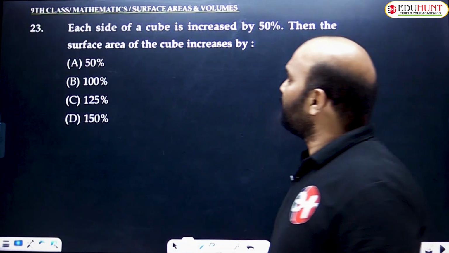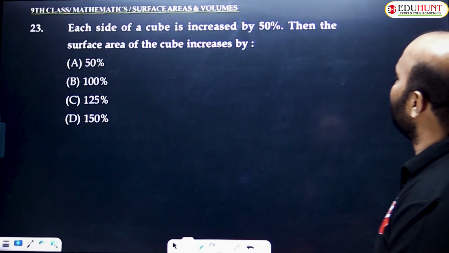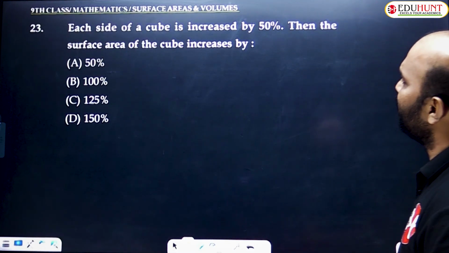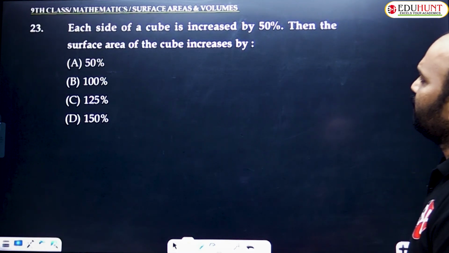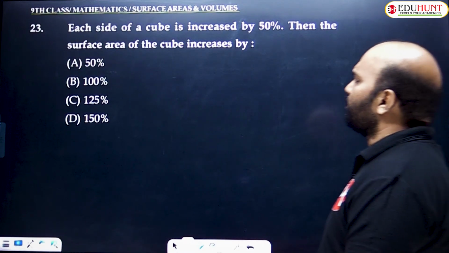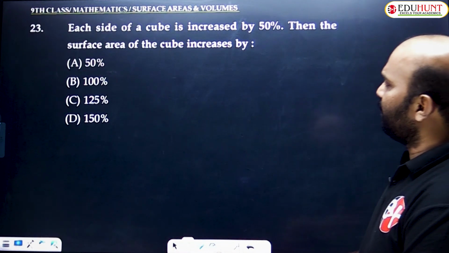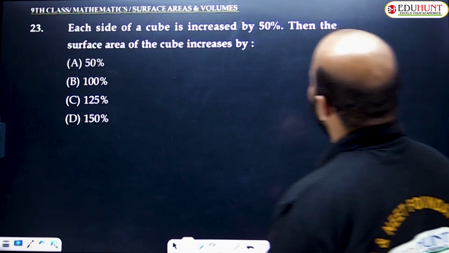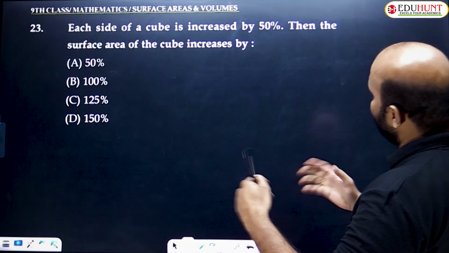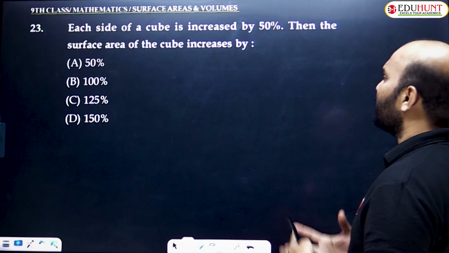Let's go to question number 23. Each side of a cube is increased by 50%. Then the surface area of the cube is increased by. Option A 50 percent, option B 100 percent, option C 125 percent, option D 150 percent. By how much is each side of the cube increased? 50%. If the side is increased, automatically the surface area also increases.